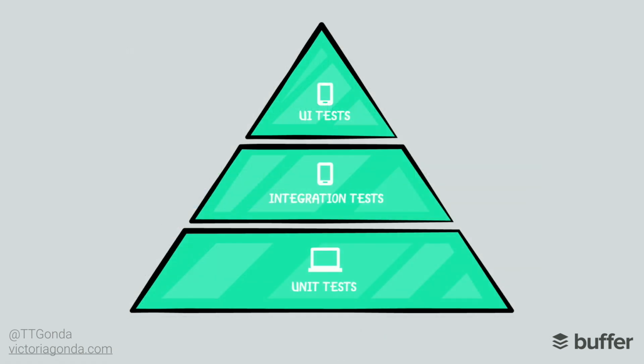There's a 70-20-10 split guideline that creates a pyramid where 70% of your tests are unit tests, 20% are integration tests, and 10% are UI or end-to-end tests. And this means that 30% of your tests, if you're following this pattern, are likely to interact with the Android framework.